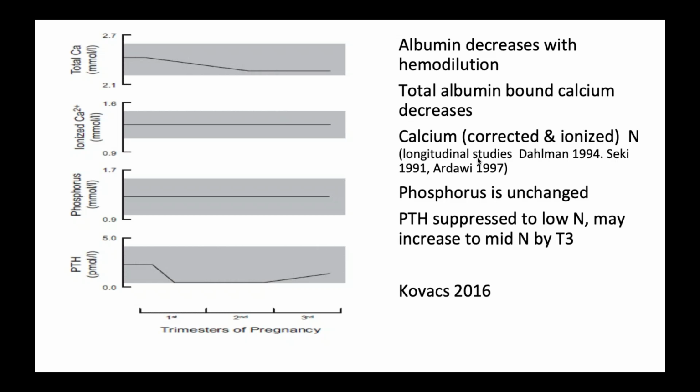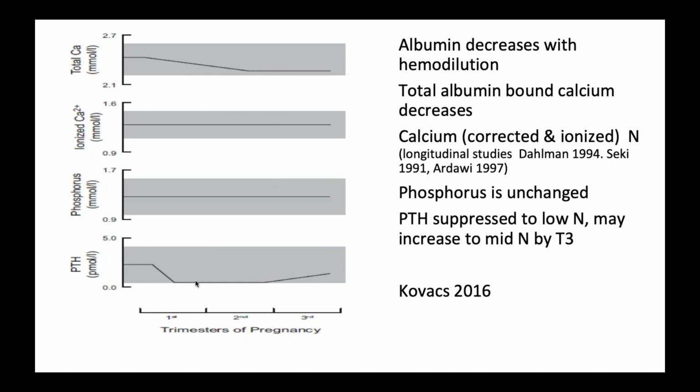Chris Kovacs has done a lot of important work in this area, and this is from his paper summarizing the changes in the hormones regulating calcium during pregnancy. We can see that ionized calcium is actually stable during pregnancy, and this is longitudinal data from a number of investigators globally. It is important to recognize that albumin levels decrease during pregnancy with hemodilution, and it is absolutely critical to correct the calcium for albumin. Phosphate levels are stable. PTH levels do decline during pregnancy.